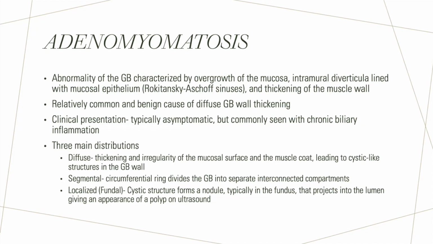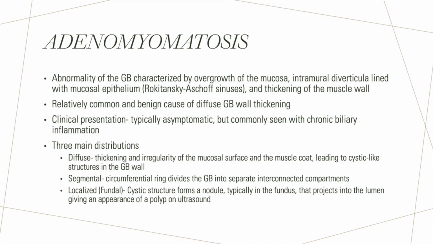There are 3 different distributions that you might see with adenomyomatosis. So diffuse, where you see thickening and irregularity of the mucosal surface and the mucosal coat, leading to cystic-like structures in the gallbladder wall.